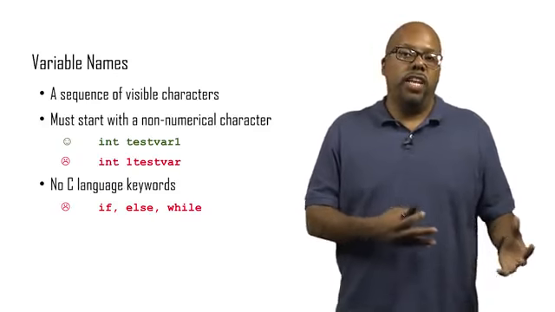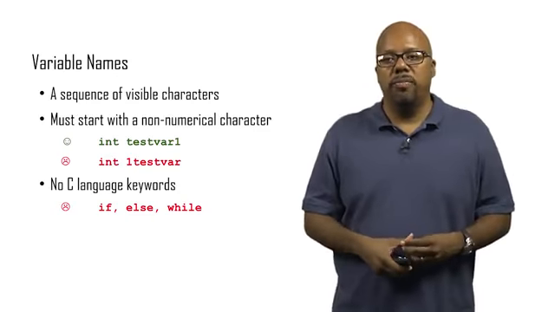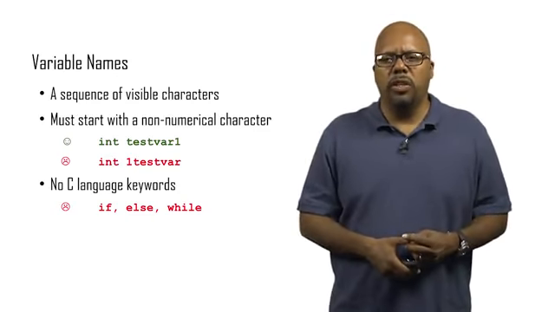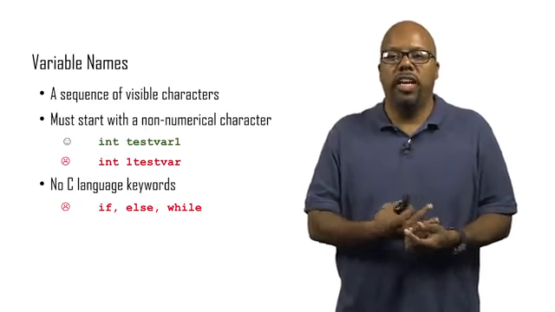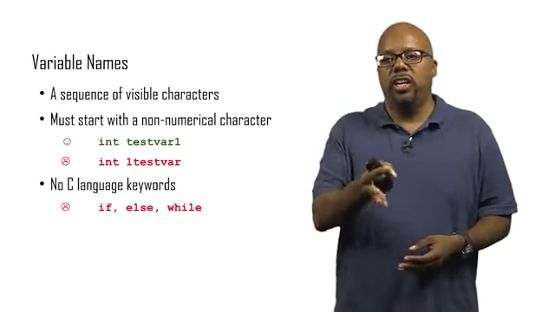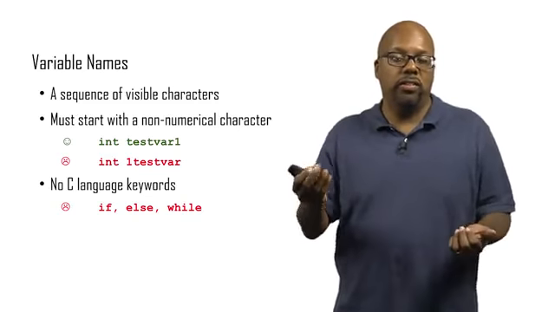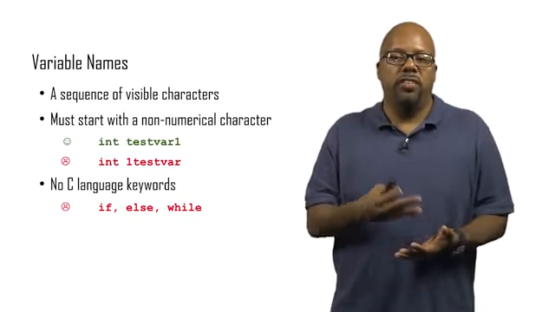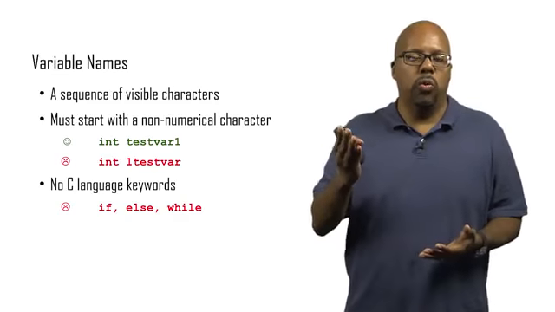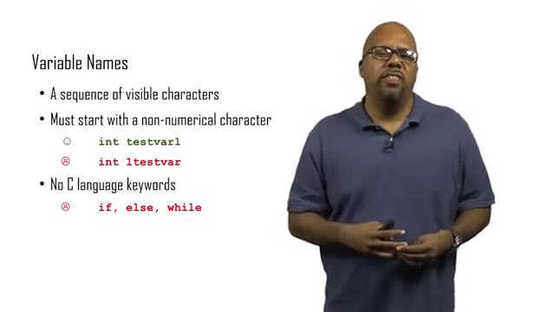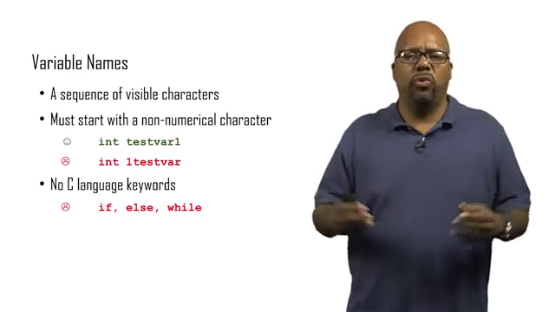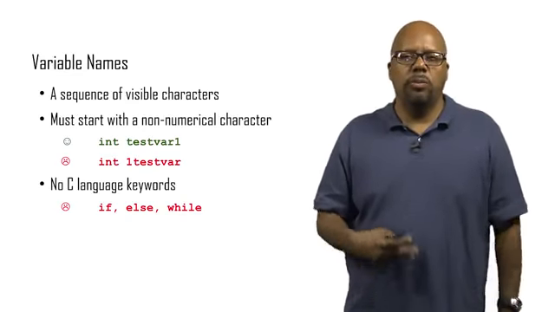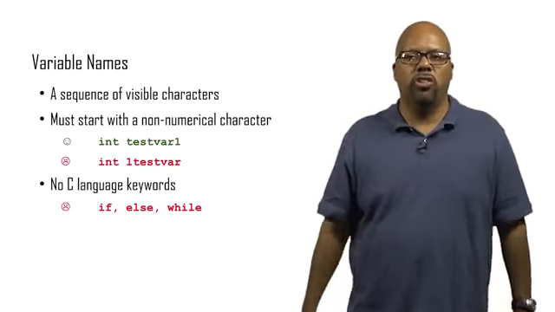Now variables all have names. They have to have names associated with them. It's just a sequence of visible characters. There are some limits. For instance, it has to start with a non-numerical character. So you can have int testvar1, that's legal because it starts with a T. But you can't have int 1testvar because it starts with a 1, right? So that's not legal. You can't have any variable names that are C keywords, like if, else, while, that sort of thing. So there are some limits on variable names, but you have wide discretion in what your name's going to be.